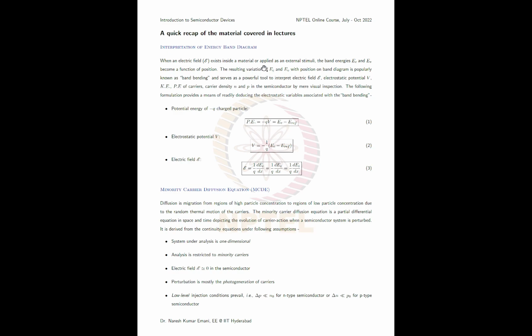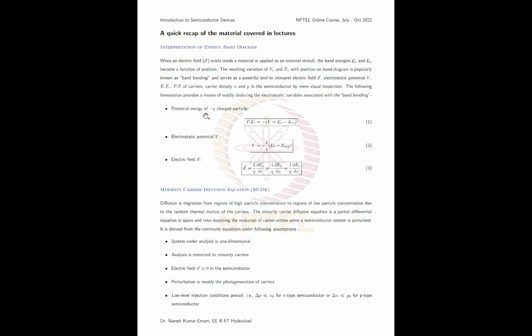By studying the band bending, you can also figure out the electric field that is being applied, or that is present inside the material. You can figure out the electrostatic potential, the kinetic energy and the potential energy of the carriers, and the carrier densities N and P, just by visualizing EC and EV as a function of position. So these are the formulas that you can get from the values of EC and EV.